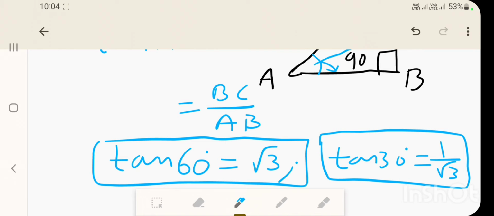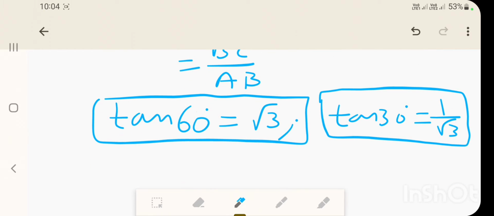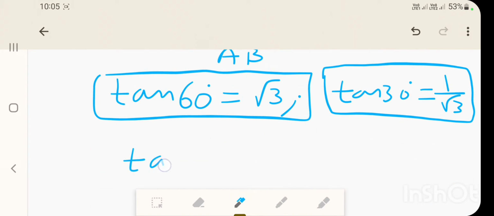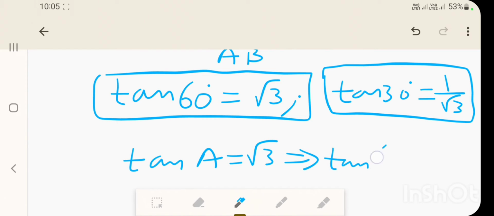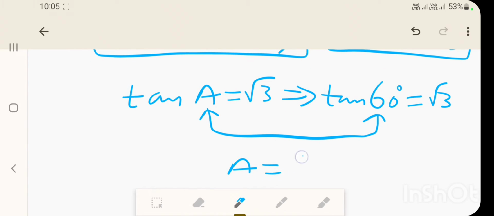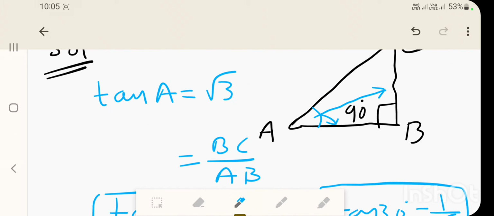Like this we have sine 30, sine 60. We'll see about these degree values in the next coming classes also. So tan 60 is root 3. That means angle A is such that tan A is equal to root 3, and tan 60 is root 3, which we have seen. So if you compare these two, this angle A is going to be 60 degrees. So angle A here is 60 degrees. Okay. So angle A we know it is 60 degrees.